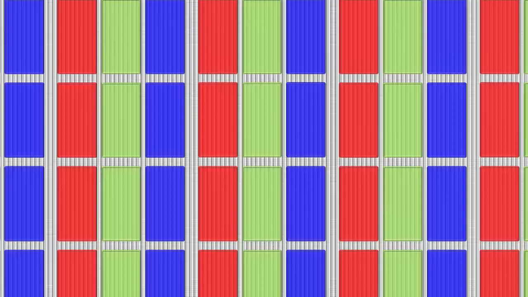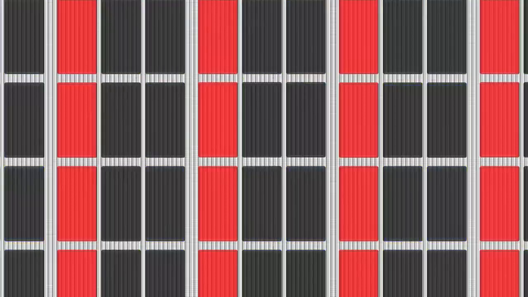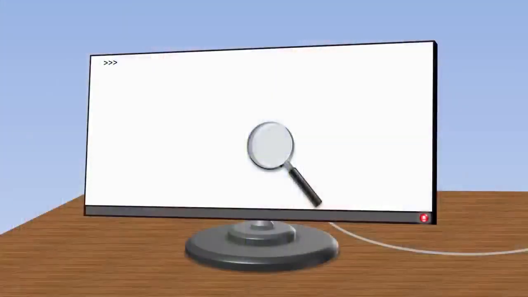The monitor adjusts the amount of electricity flowing through each liquid crystal one by one, row by row, around 60 times per second. This has been a short look at how LCD monitors work.